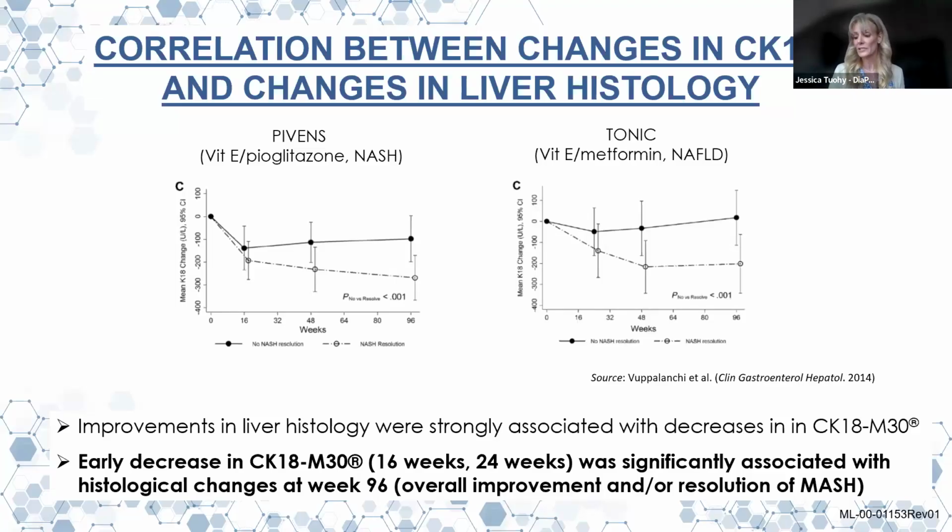But what I thought was even more interesting is that they found that early decreases in CK18, so at 16 weeks for PIVENS and at 24 weeks for TONIC, were significantly associated with histological changes at the end of the study, so at week 96. So in these studies, changes in CK18 were not just reflective of changes in liver histology, but they were also predictive of changes.